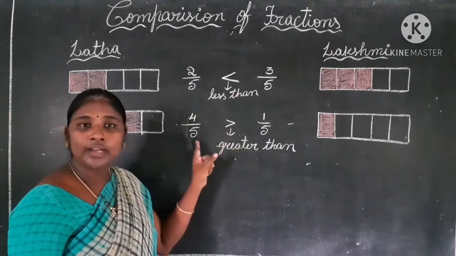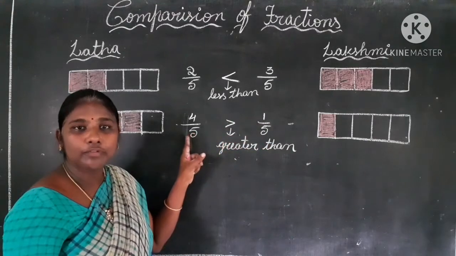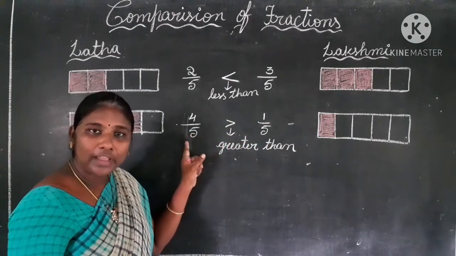Same in these two, the denominators are the same. In the numerators, here 4 and here 1, the big number is 4. So we keep the symbol towards the 4 by 5 side.